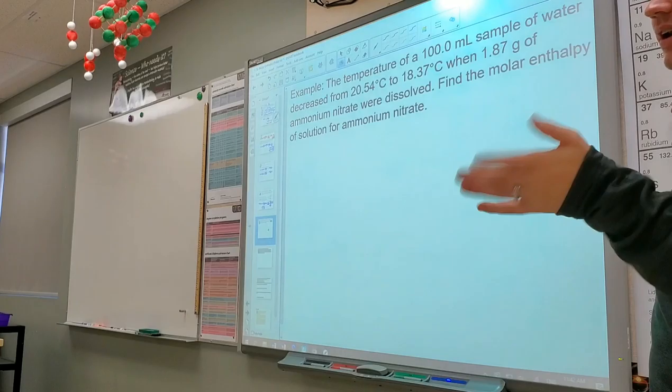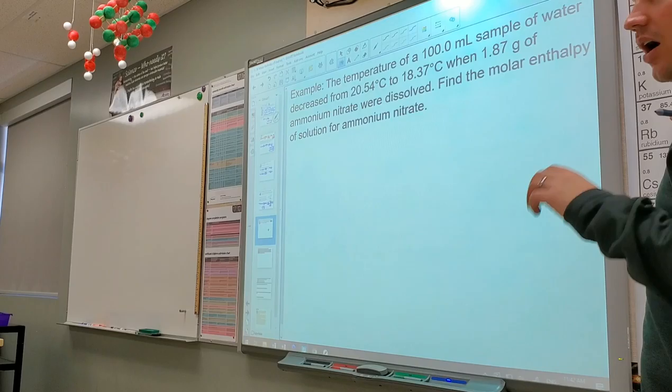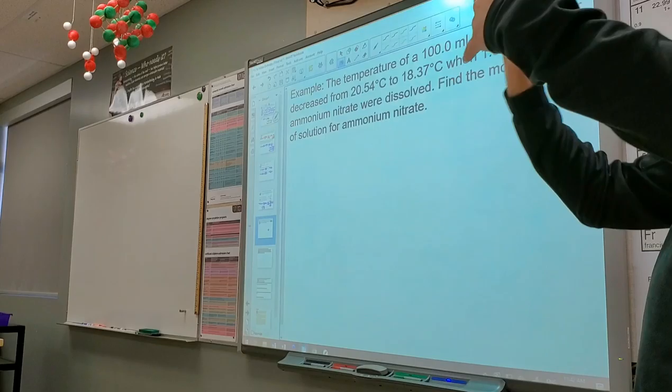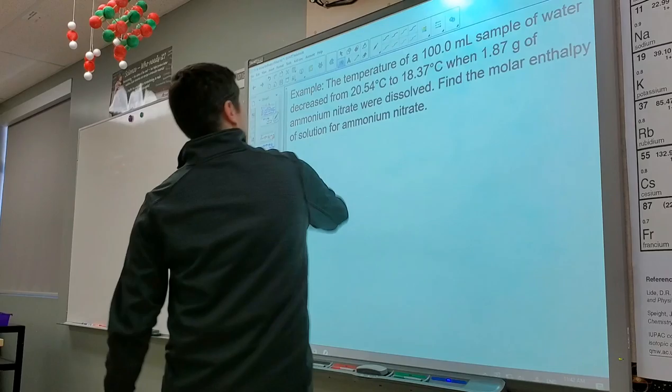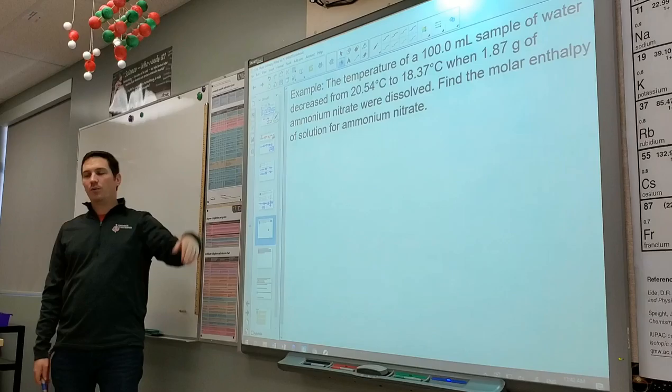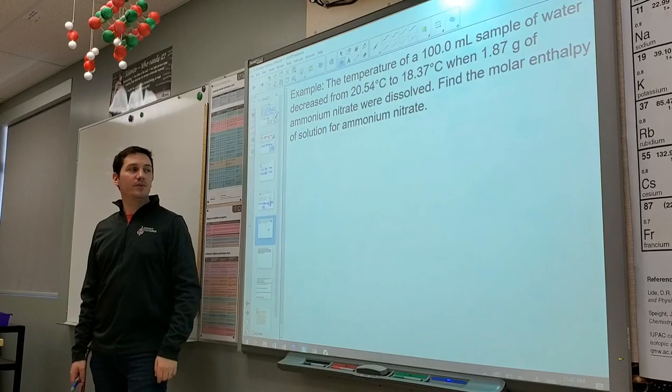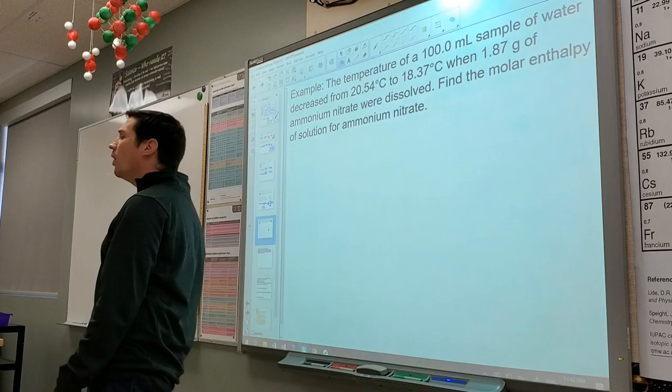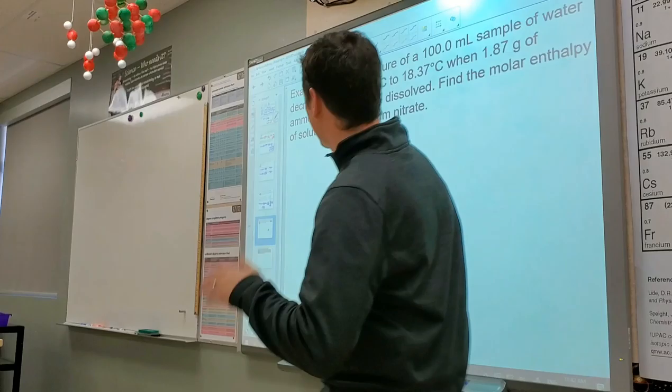The temperature... So far, our only technique has been unit analysis. All of these questions are exactly the same. You're either flipping this ratio or you're looking for something different. So the temperature of a 100 milliliter sample of water decreased from this to this when 1.87 grams of ammonium nitrate was dissolved. Find the molar enthalpy of solution for ammonium nitrate.